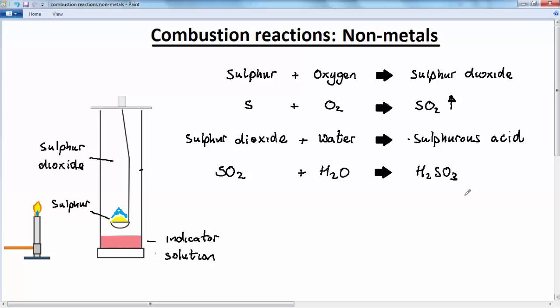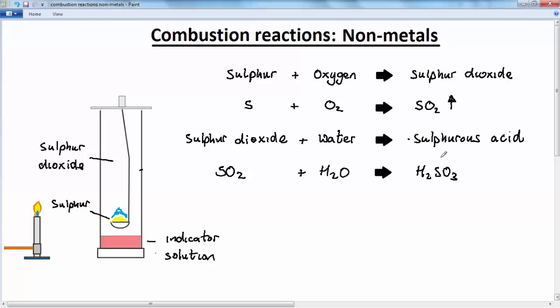Now, this is also the acid found in acid rain, which you'll have heard of, where sulfur present in coal is burnt in power stations to produce huge amounts of sulfur dioxide, which then gets absorbed into rainwater in the atmosphere and then falls down to the earth as sulfurous acid or acid rain.